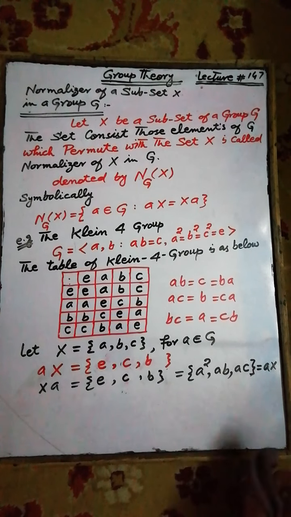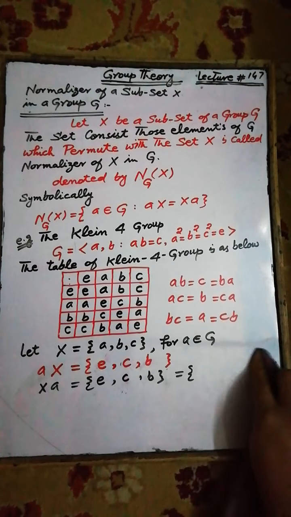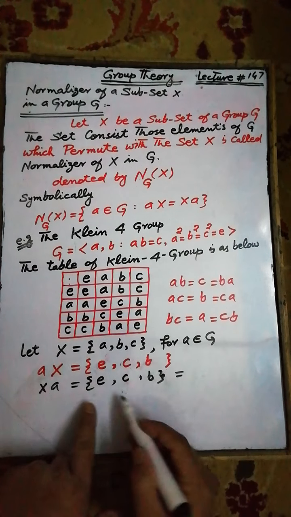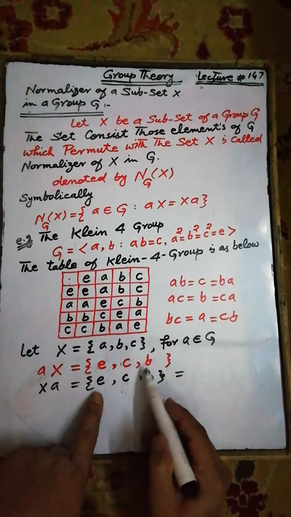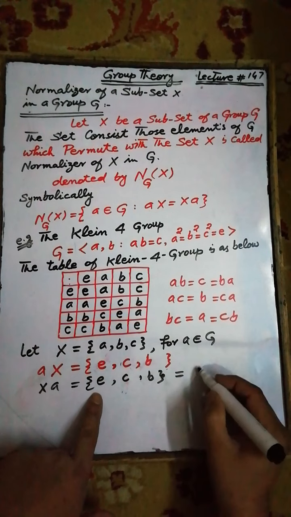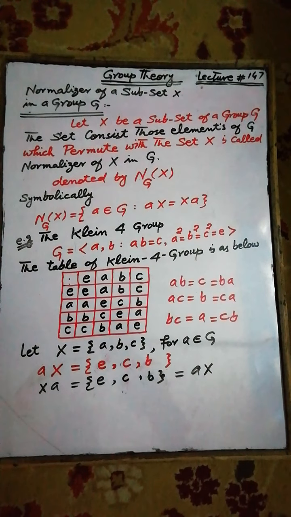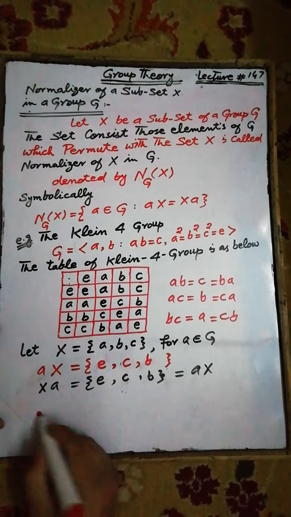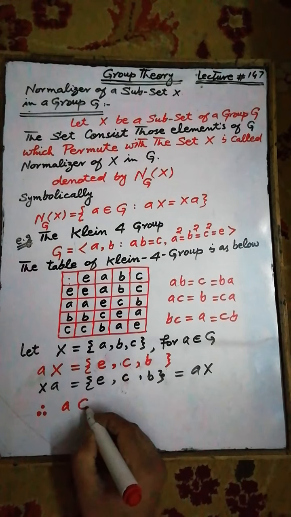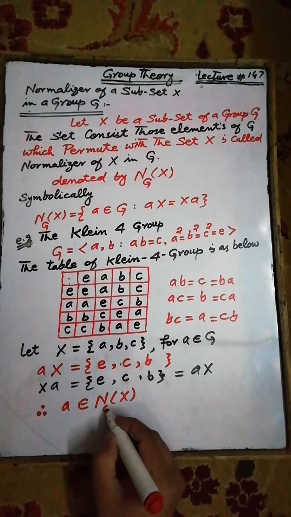These are the same elements calculated in the set AX. These two sets are subsets of each other, therefore this set is equal to the set AX. Therefore we can decide that the element A is an element of the normalizer of the set X in a group G.